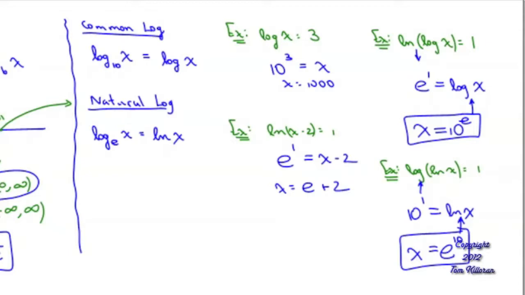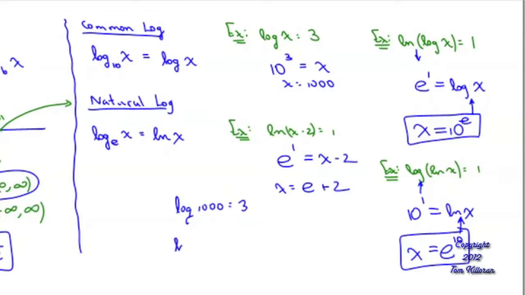I could ask you something like this: log of 1,000 is equal to what? The base is 10, so log base 10 of 1,000: what power do you raise 10 to? 10 to the third, so the answer would be 3.